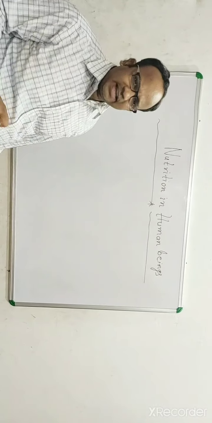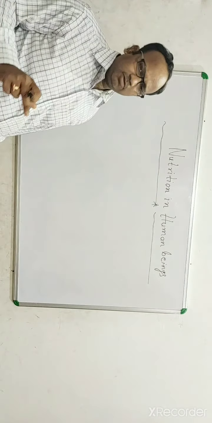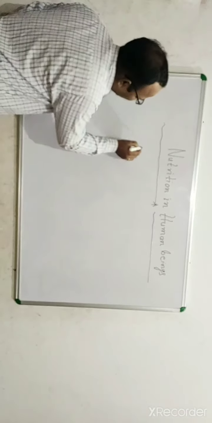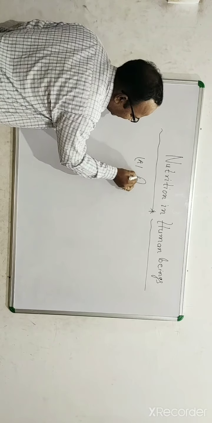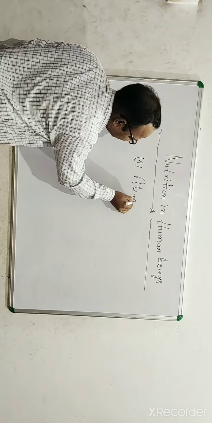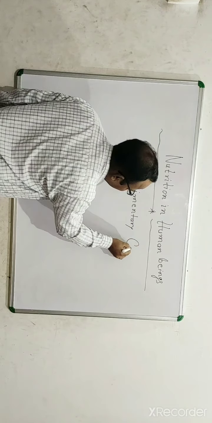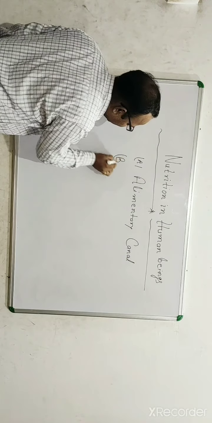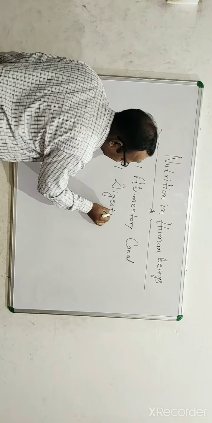For a better understanding of nutrition in human beings, we have to go for two concerned parts. First is the alimentary canal, and second one is the digestive glands.